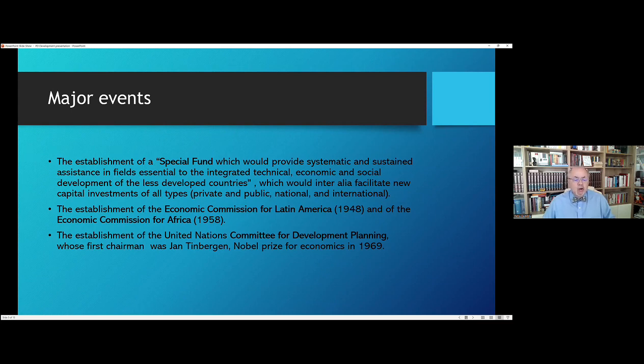And also just to show how the United Nations started to pay attention to what is going on in the development of the third world is the establishment of the Economic Commission for Latin America and the Economic Commission for Africa, and also the establishment of the United Nations Committee for Development Planning. Again, I was amazed to see how often the United Nations use the Nobel Prize for Economics for their own activities. This was the case of Jan Tinbergen, who was the first chairman of the United Nations Committee for Development Planning.